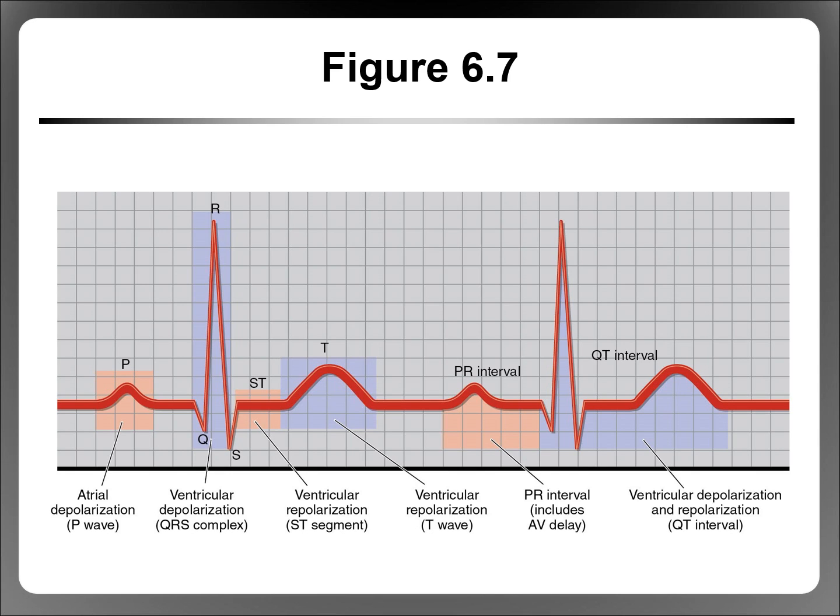We also want to pay particular attention to the PR interval. This will give us information about the AV node's delay between the atrium and the ventricle. And then we have the QT interval, which is ventricular depolarization and repolarization. So if you ever decide to work in a clinical setting where you'll be looking at ECGs or EKGs quite regularly, that's kind of what these represent.